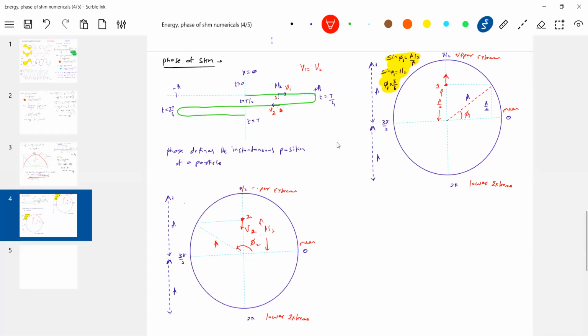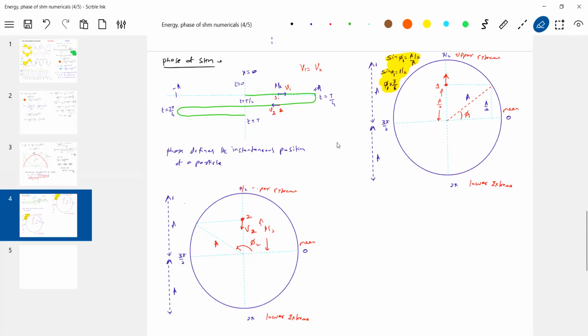Am I right? After crossing this, it will go to the right extreme. Then it will come back. So what will happen to the particle? It will be like this. When the particle is moving, this is like circular motion. By the time it reaches here, its projection will reach plus A. Then it starts moving in the second quadrant, and the projection starts moving from the right extreme to the mean position.